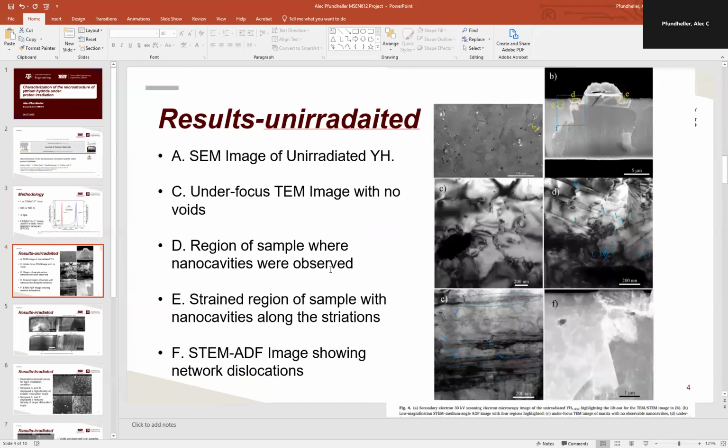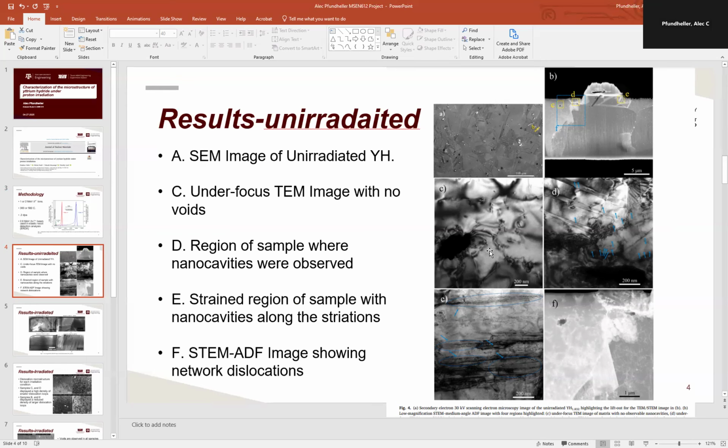First off, they did some SEM and TEM imaging before they irradiated the sample. These are the SEM images of the unirradiated yttrium hydride. Nothing really special here, just a normal metal surface. And then B is a very zoomed out image of the TEM lamella they got out of the yttrium hydride, showing where all the different images are taken.